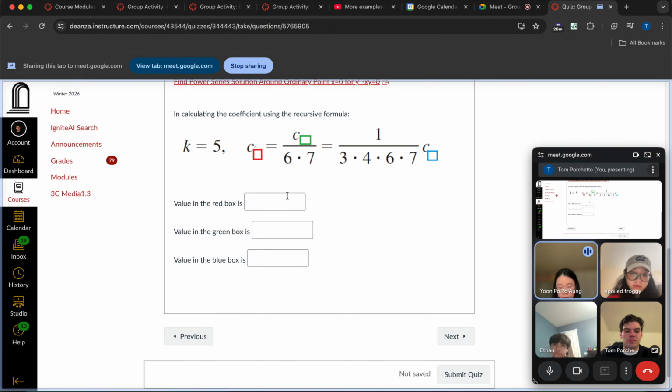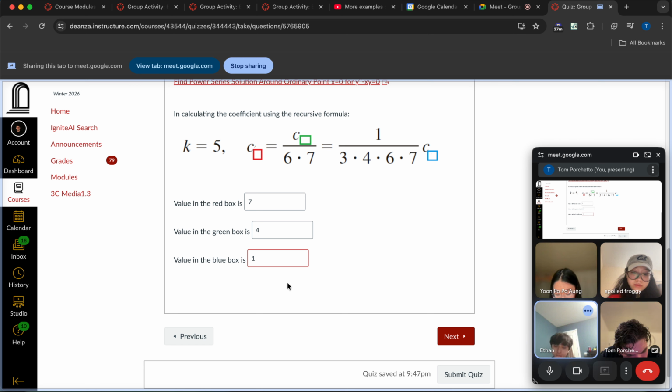When k is equal to 5, 5 plus 2 is equal to 7, so that will be C7, and the green will be C4, because 5 minus 1 is equal to 4. Now we have C1, so it can be written as 1 over 3 times 4 times 6 times 7 times C1. So the answer will be 1.